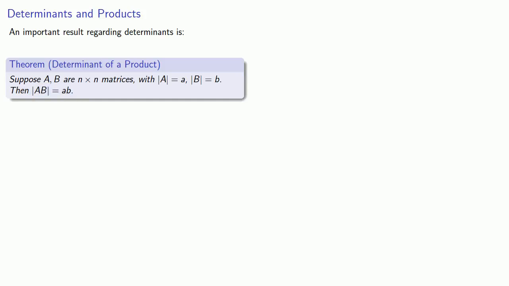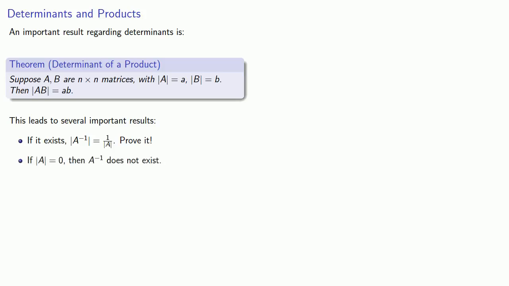And this leads to several important results that should be fairly easy to prove. If it exists, the determinant of the inverse of A is equal to 1 over the determinant of A. And this is something you should be able to prove. Conversely, if the determinant of A is 0, then A inverse does not exist. And again, this is a nice simple result you should be able to prove on your own.